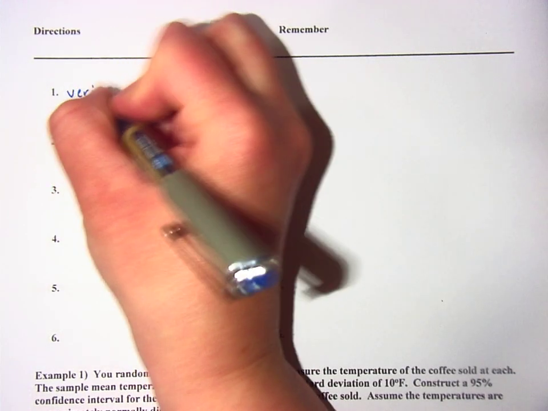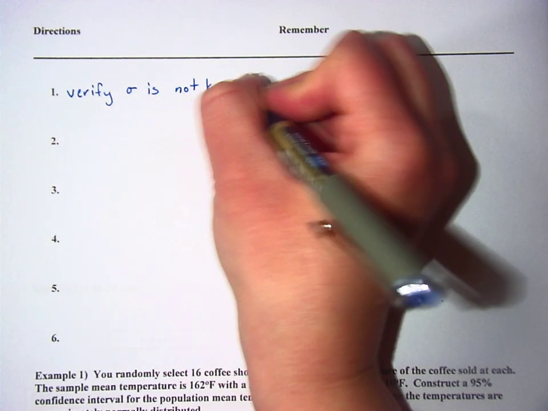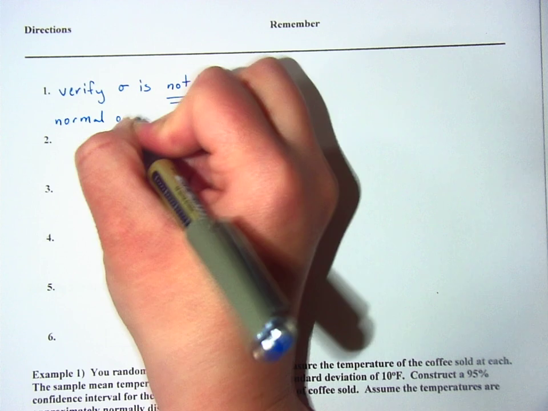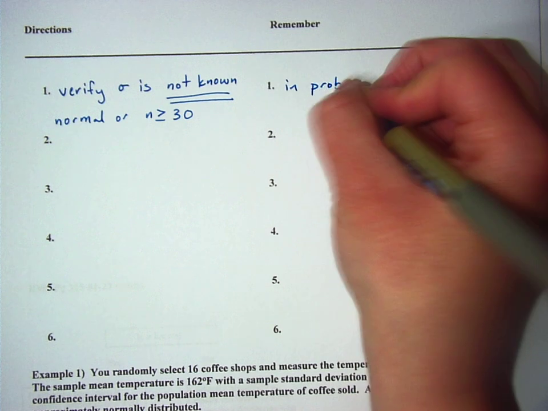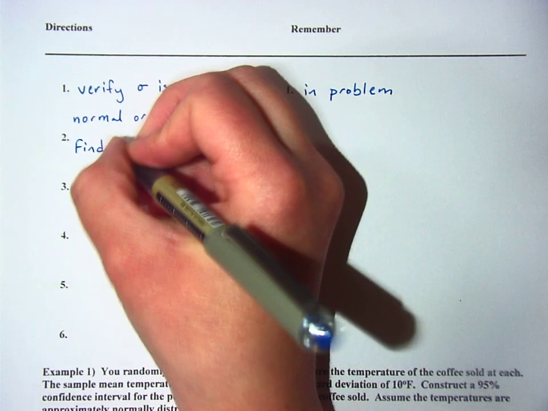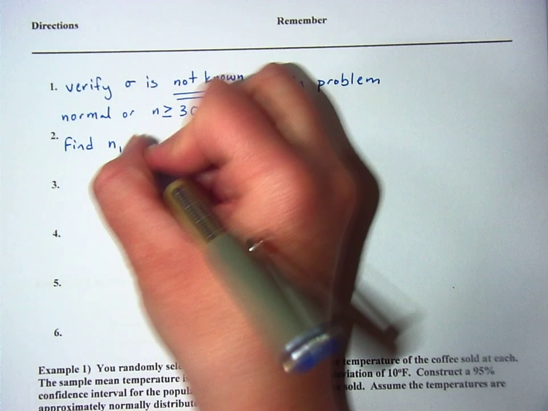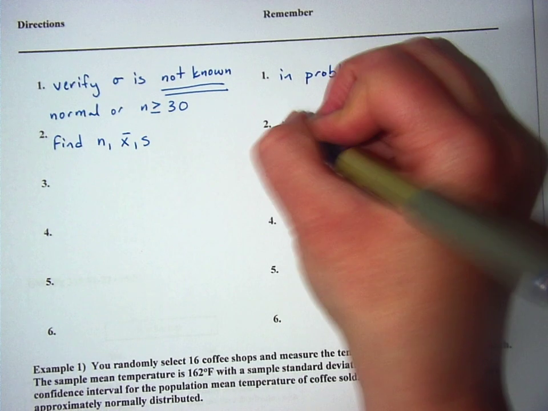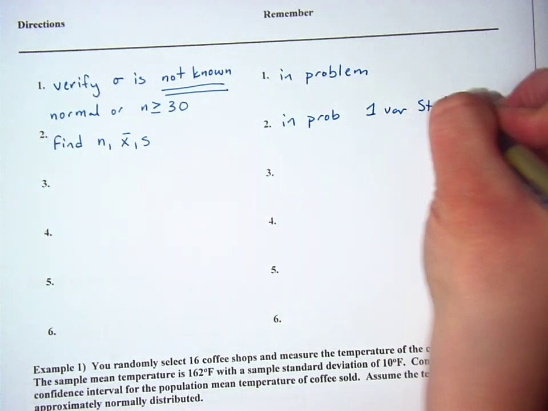Step 1 is to verify that sigma is not known. Okay, so last time when we were doing 6.1, we did know sigma. These ones we do not. It also has to be normal, or n has to be greater than or equal to 30. This is listed in the problem, so you don't have to do too much deep thinking about this one. You just have to pay attention. And yes, there might be problems where you just can't do the problem at all, and then you just say what's wrong with it, essentially, like n isn't greater than or equal to 30 or wasn't stated as normal. Then you have to find n, x bar, and s. This is also in the problem, or sometimes you have to use that one variable stats on your calculator.